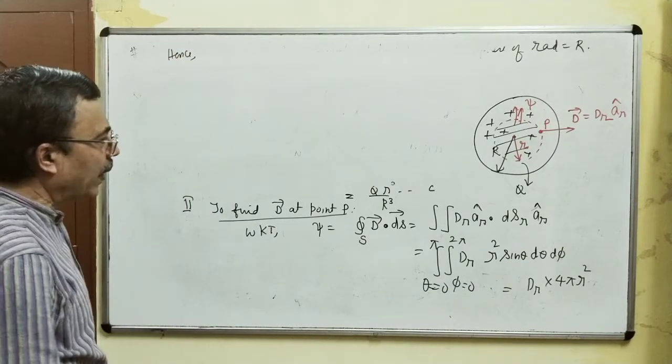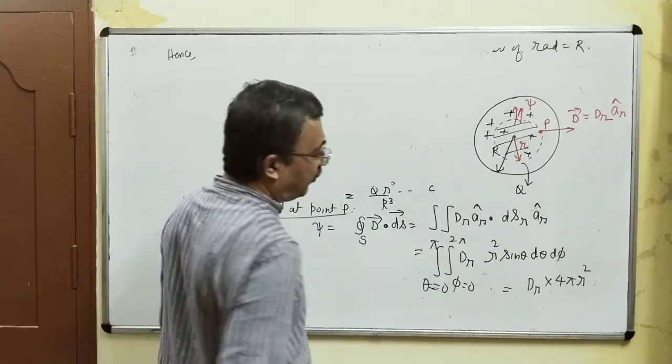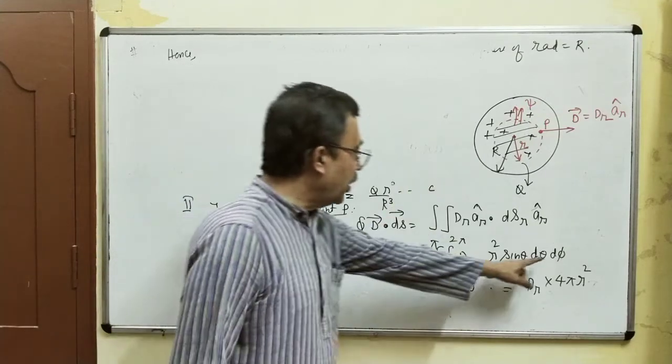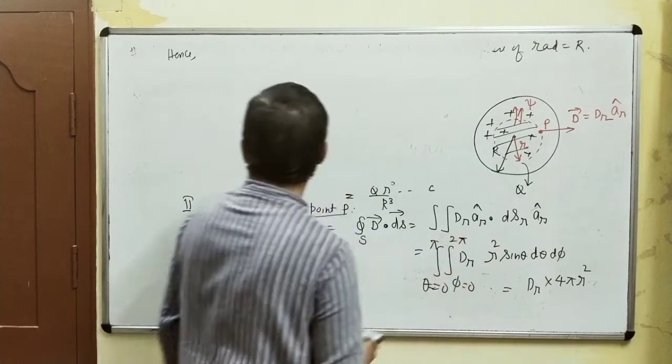Hence, see, Dr into r square you take out. Sin theta, if you integrate, you get minus cos theta. If you put the limits 0 and pi, you will get 2. d phi, if you integrate, you get phi. Put limits, you get 2 pi. Okay.